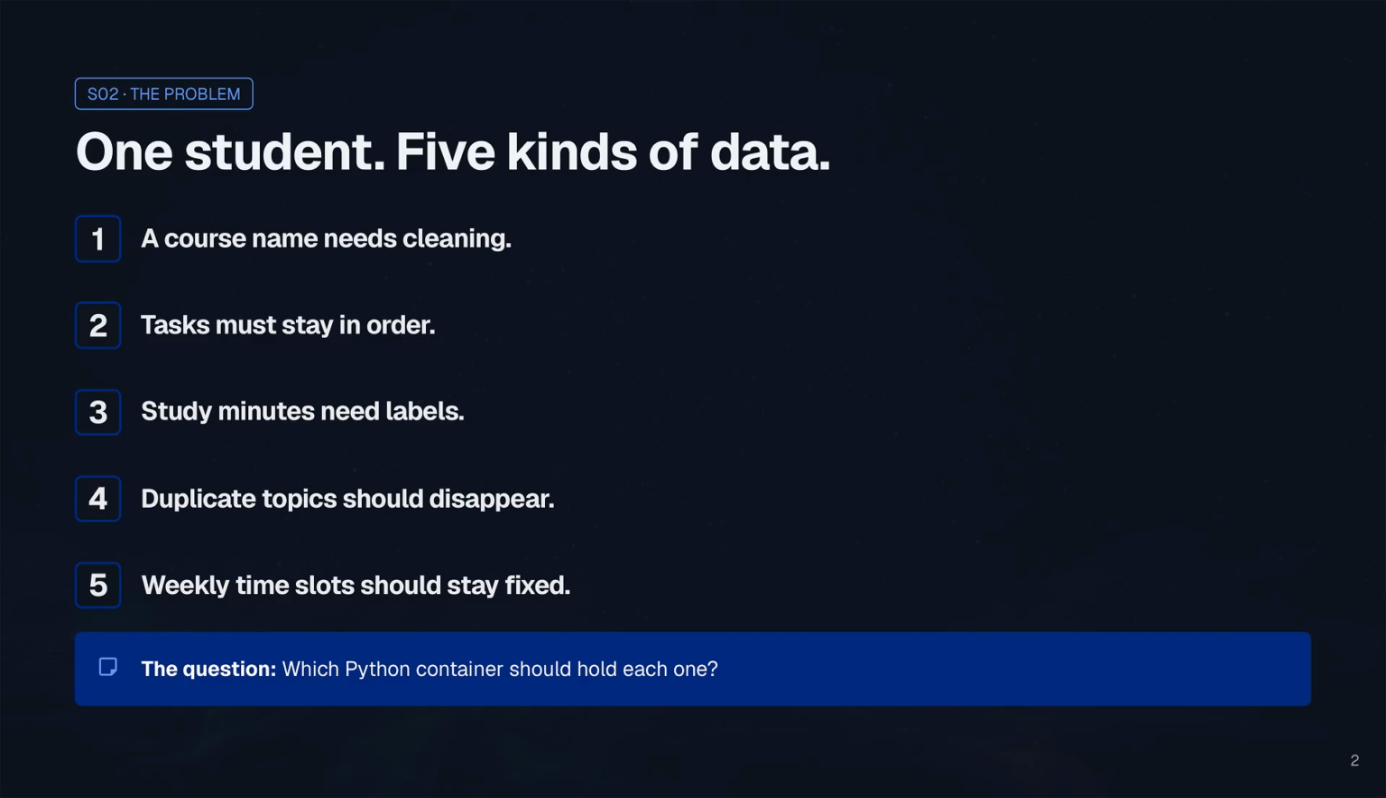Imagine opening your study tracker. The course name is inconsistent. Your tasks are scattered across separate variables. Study minutes have numbers, but no useful labels. The same topic appears twice, and your fixed weekly schedule can be changed.